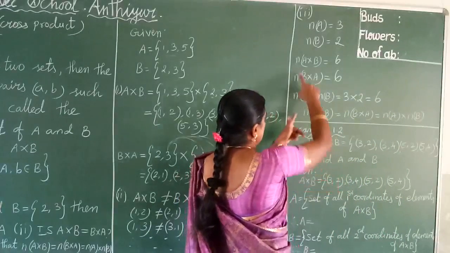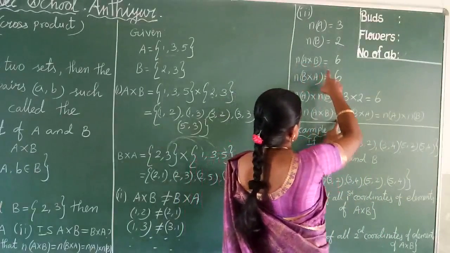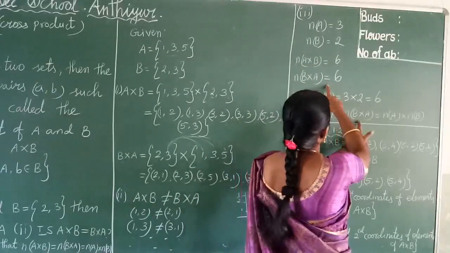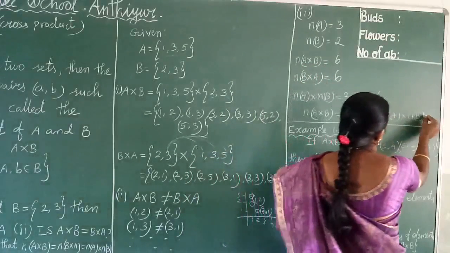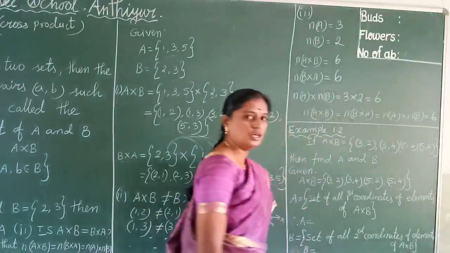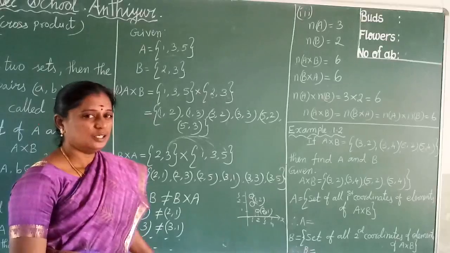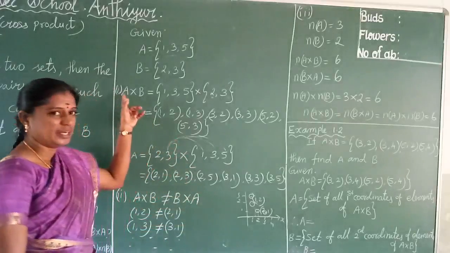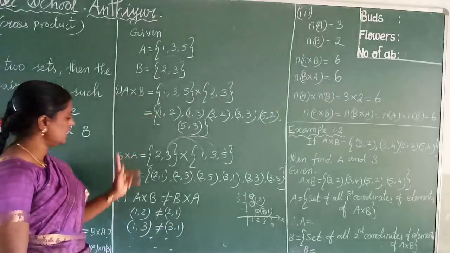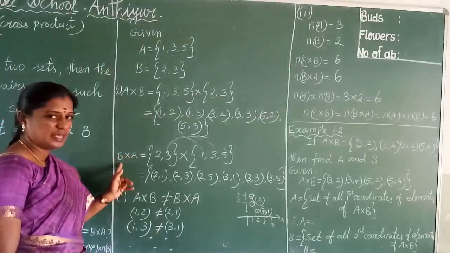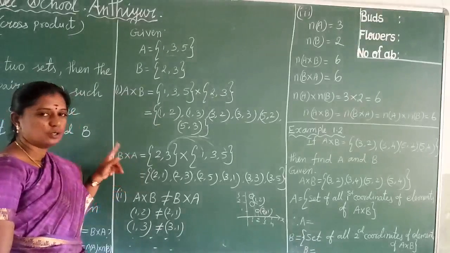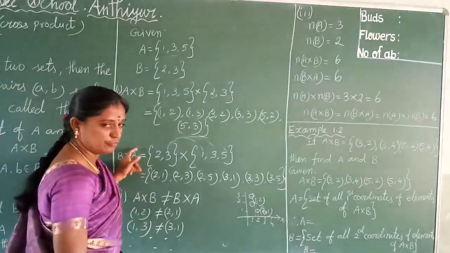So what we get? n of A cross B is equal to n of B cross A is equal to n of A into n of B. All the answers are 6. So the third option is also verified. Is it clear? So A cross B, first you write A elements and then second B. B cross A means first write B and then A. Don't confuse, and write carefully.